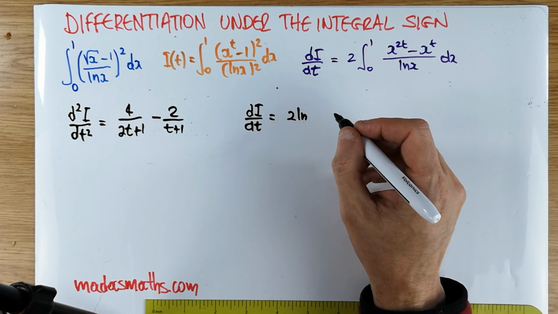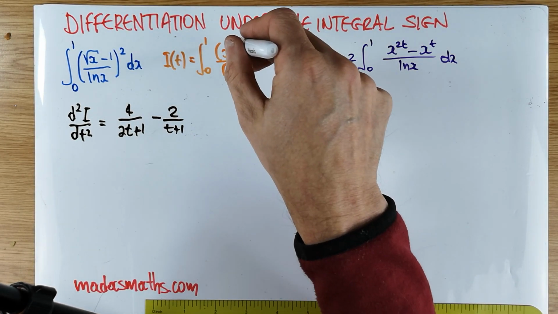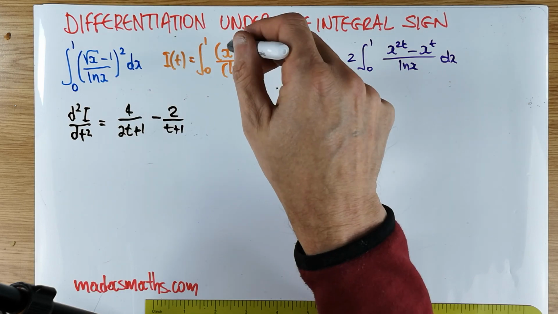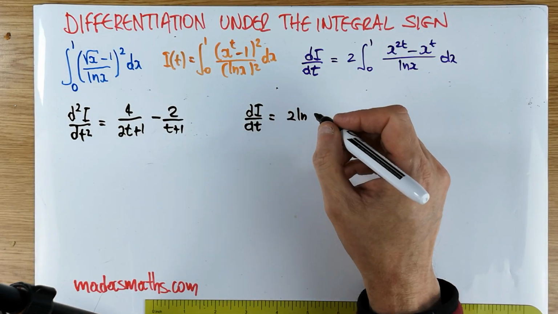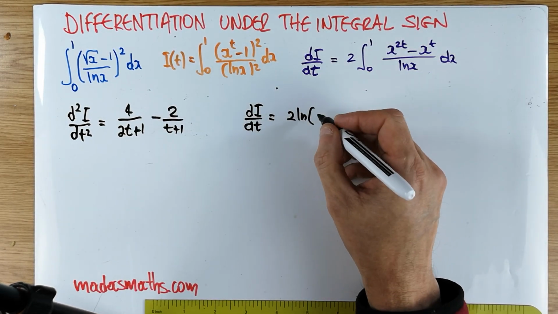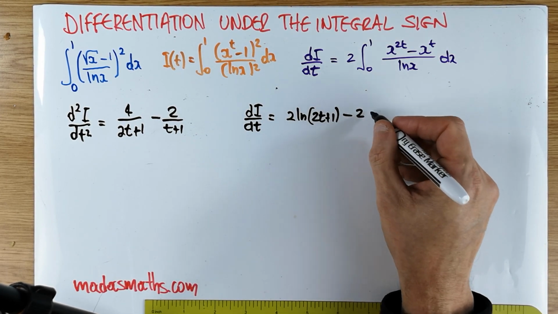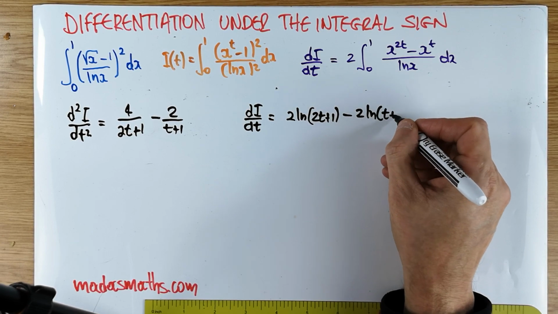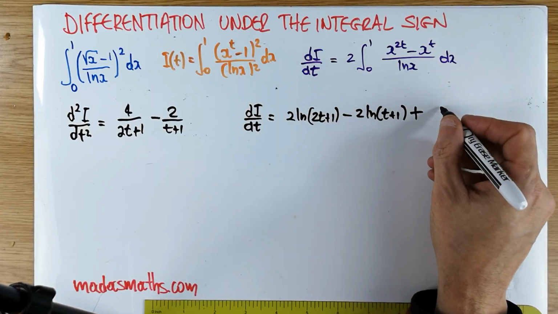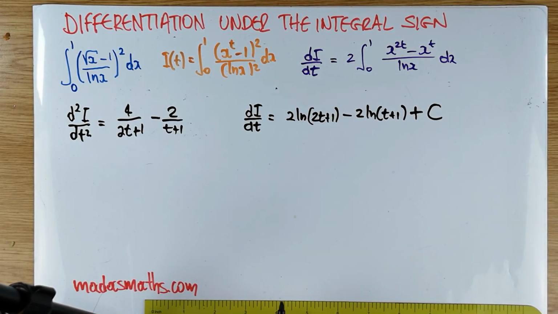I'm not going to put mods because eventually the parameter t that I'm going to put there is a half, so it doesn't really matter. That will be positive. You can put mods if you want. 2 log of 2t plus 1 minus 2 log of t plus 1, but let's not forget we've got a constant, plus c. Okay, we need to evaluate this constant.